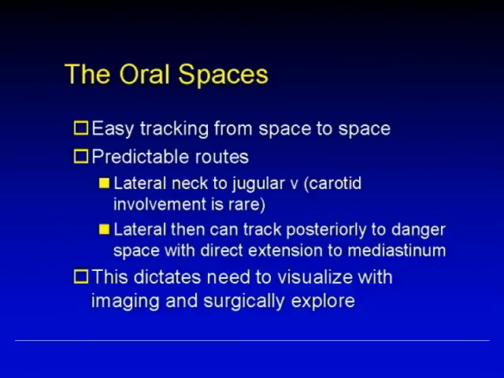Unlike, for example, compartments in the leg, in the head and neck space, there is very easy tracking of infection from space to space. These routes are predictable. Again, the lateral neck to the jugular vein with carotid involvement rare, then posterior tracking to the danger space and extension to the mediastinum, and all of this requires not only good visualization, but good surgical support.